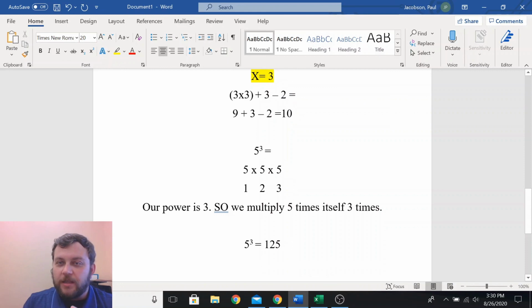So I think that's all that we're going to have just for the exponents. I'll probably do another video here in a little bit covering another section.